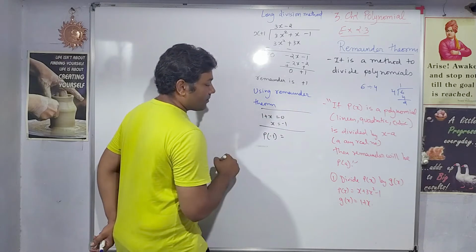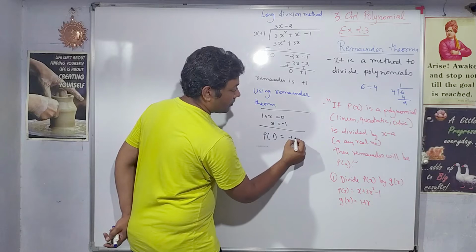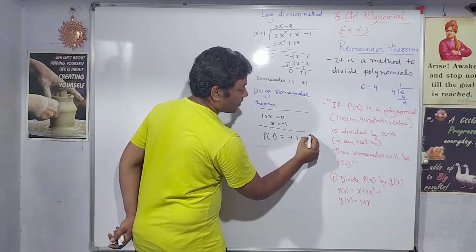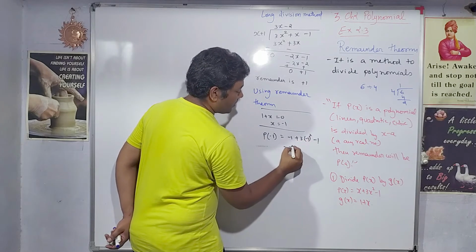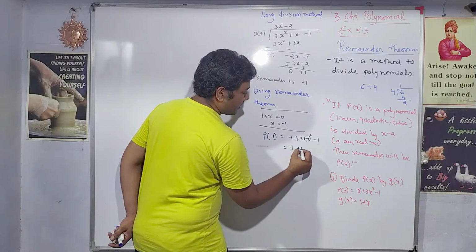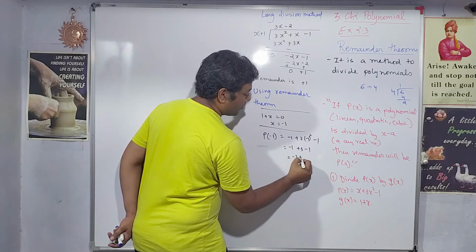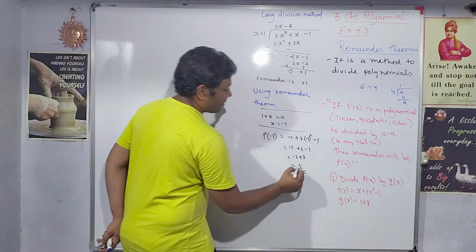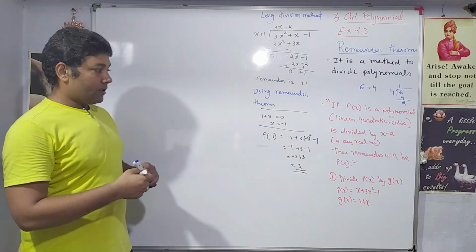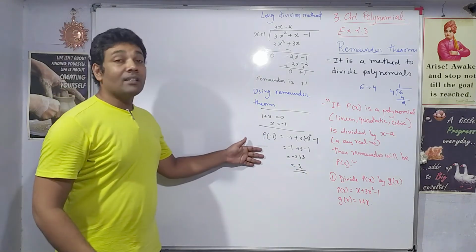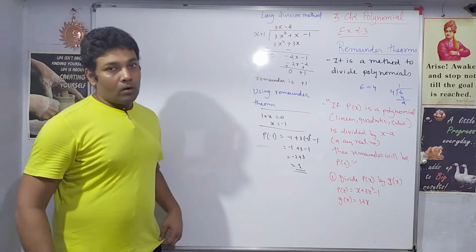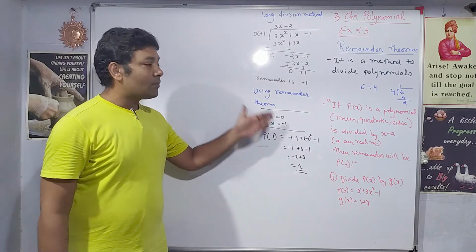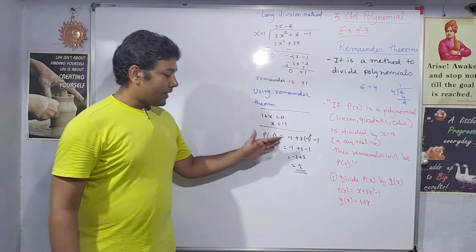What will be the p of minus 1? So minus 1 plus 3 into minus 1 square minus 1. So this will give me minus 1 plus 3 minus 1. So minus 2 plus 3, it will give me 1. See, I got the remainder. Easy. This method is quite easy rather than using a long division method, right? So that is how the remainder theorem works, right?